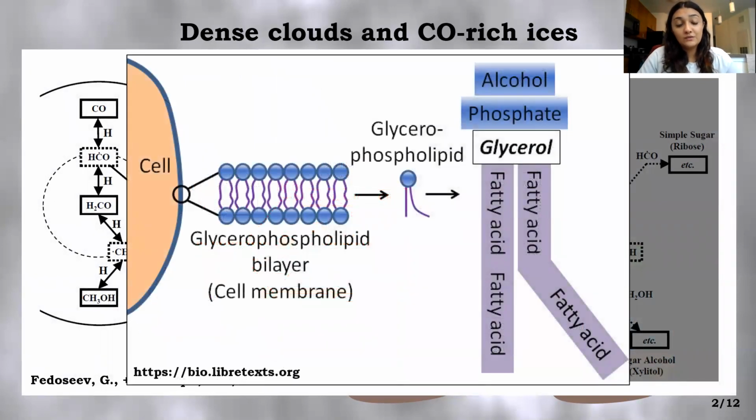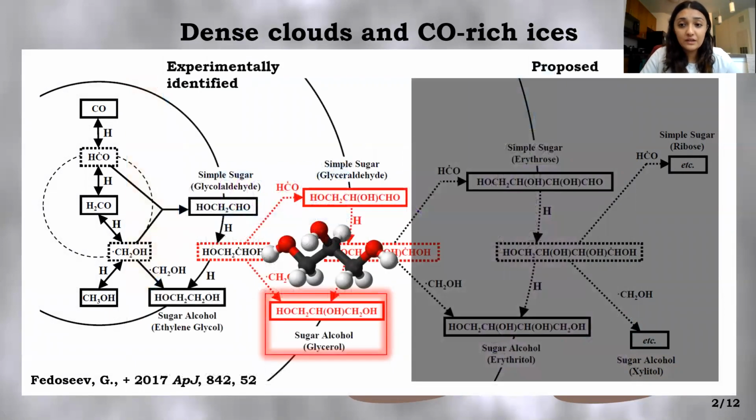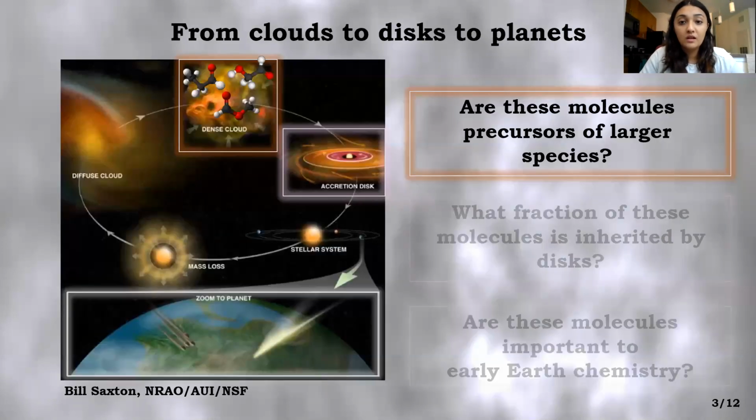The glycerophospholipid bilayer makes up the cell membrane, and the glycerophospholipid itself has glycerol as the backbone. And if you continue along this formation pathway, you could even form ribose, which is an essential component of RNA, for example. So these species that are formed in the ice can then potentially be transferred to the next stages of star formation and or influence the chemistry in those stages.